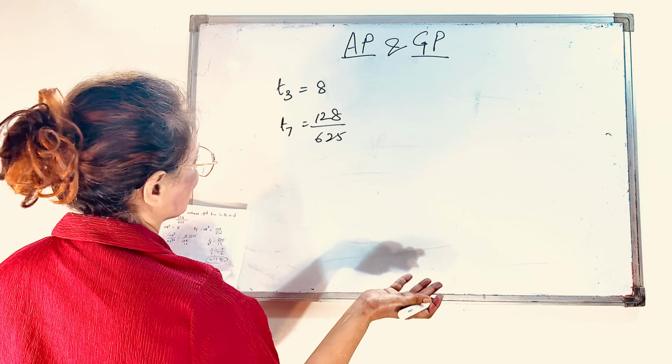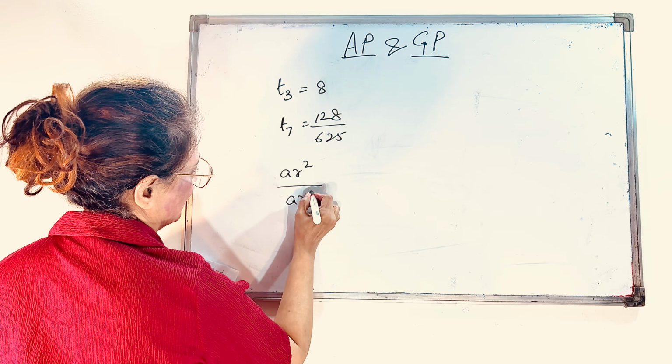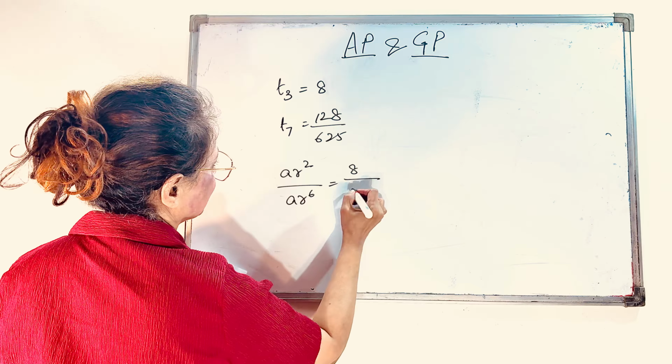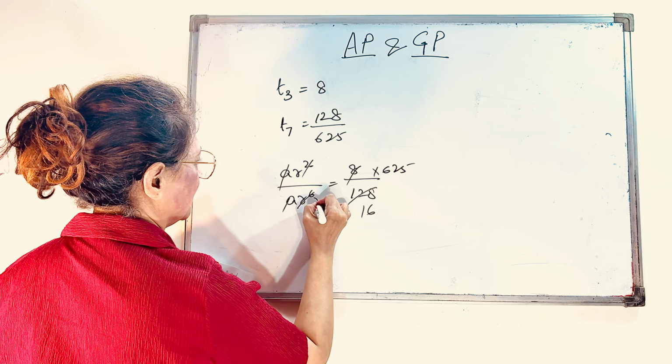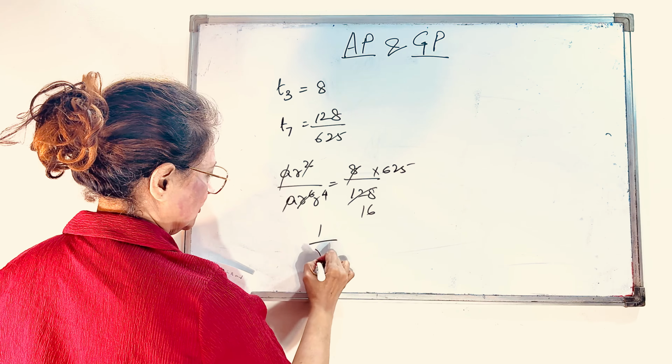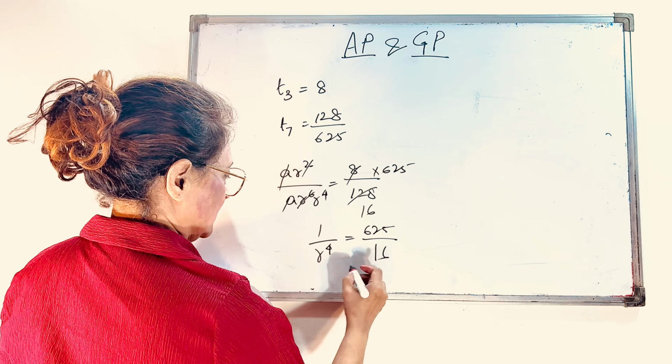As I said, we'll just divide these. Third term means ar square, seventh term means ar power 6. 8 divided by 128 upon 625. Denominator of the denominator goes to numerator. Then 8 ones are 8, 8 sixteens are 128. Here cancel, here power 4. So 1 by r to the power 4 is 625 by 16.